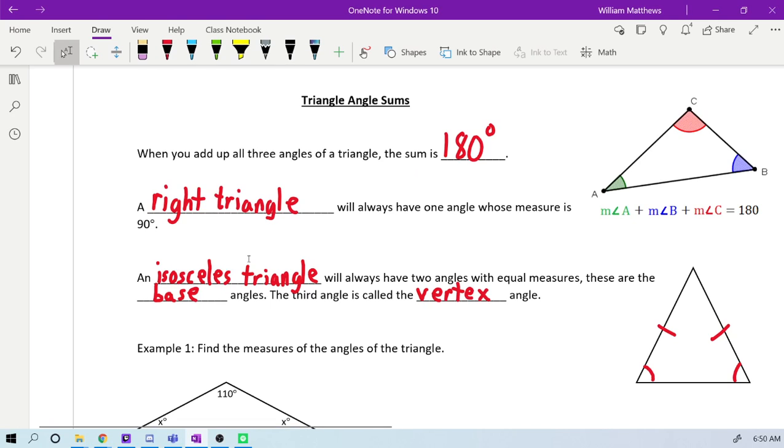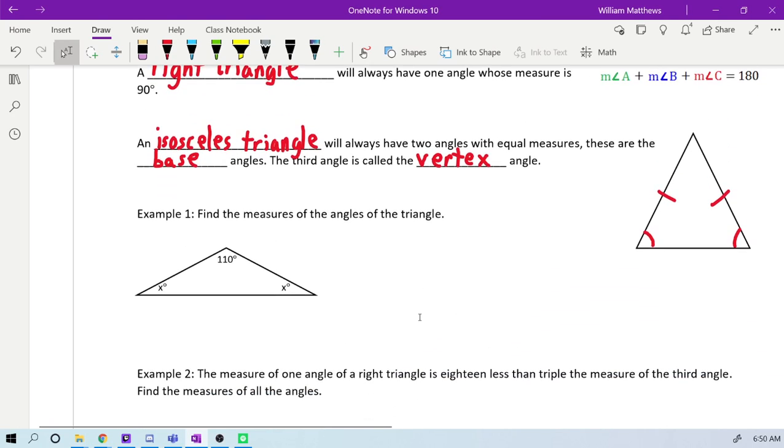Now, ways we can use these ideas we'll go over shortly. In example 1, it says find the measure of the angles of the triangle. We already know what the vertex is. It shows it as 110, and this is an isosceles triangle because our base angles are the exact same value. So we can go through the equation.